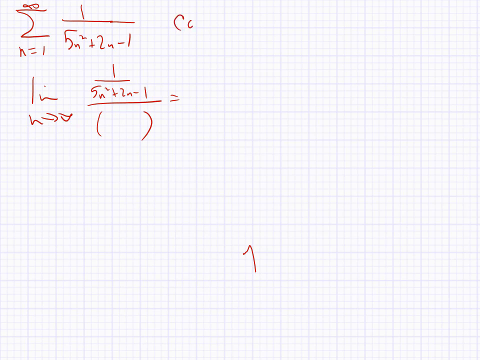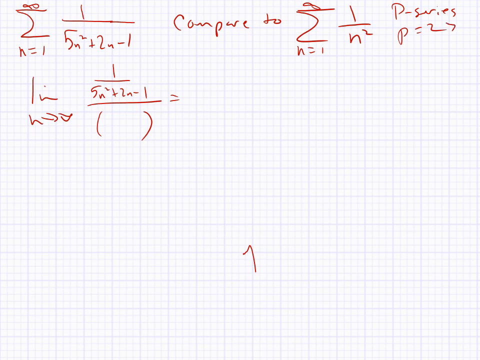Well, think about it. If I compare to the sum of 1 over n squared, again, that's a p series. Very easy. P is 2. That's greater than 1. And when p is greater than 1, we say that it converges. So if I compare this to 1 over n squared, this thing converges. If I can make sure that this limit gives me a finite positive value, then I can say that this series converges. Well, again, fraction divided by fraction.